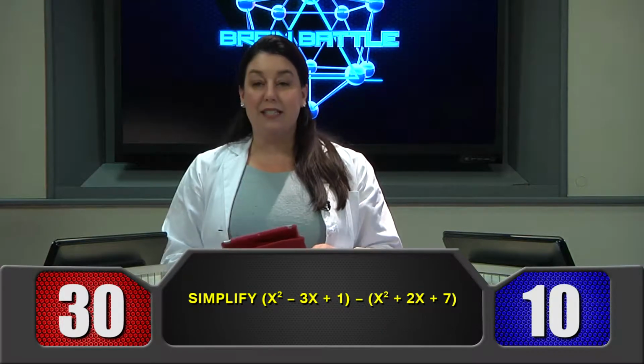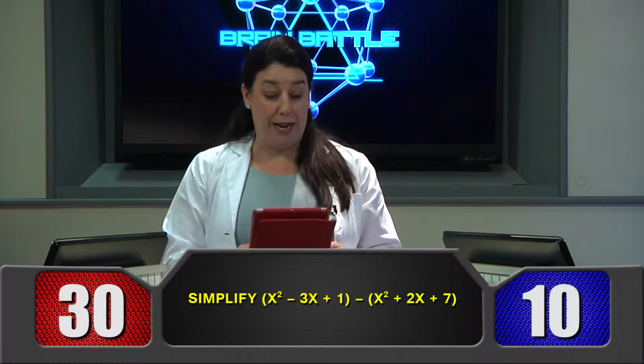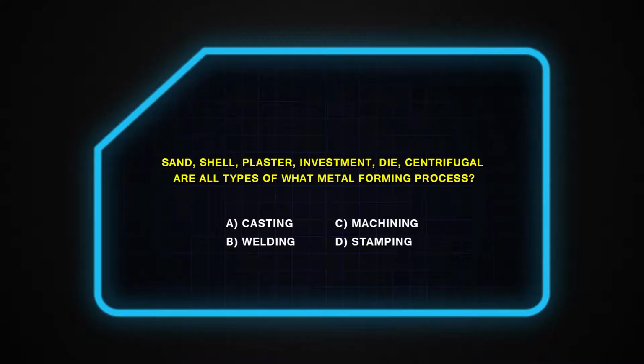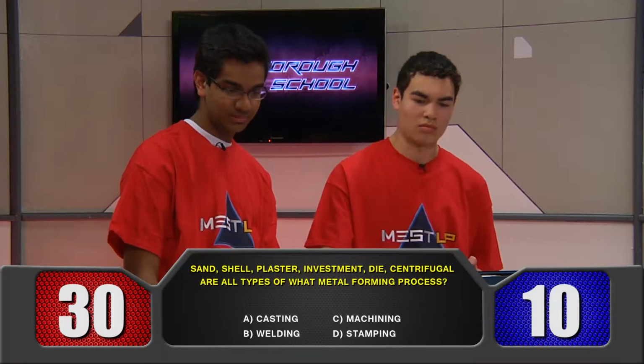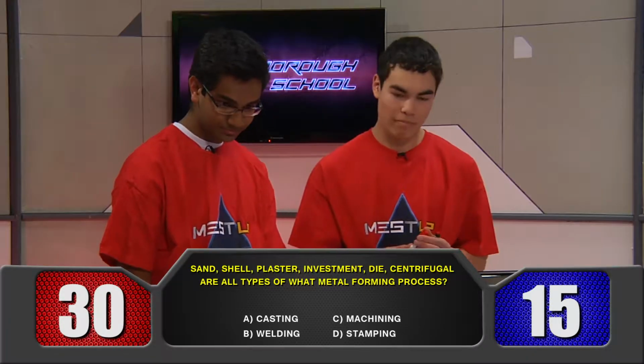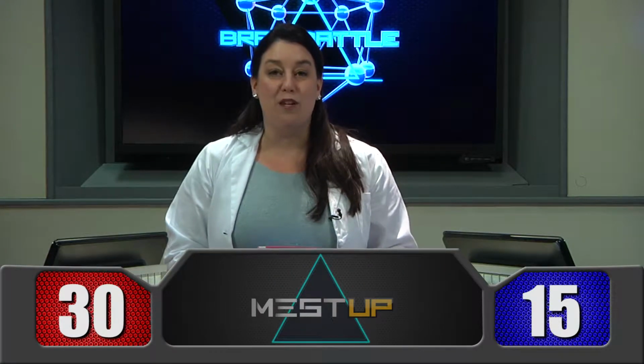And question 10. This is the last question in the brain battle. Sand, shell, plaster, investment, dye, centrifugal are all types of what metal forming process? A, casting, B, welding, C, machining, or D, stamping? Blue team. A, casting. That's correct. And that is the end of the brain battle.